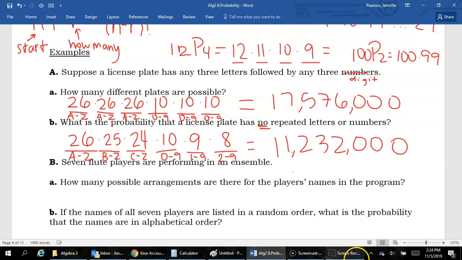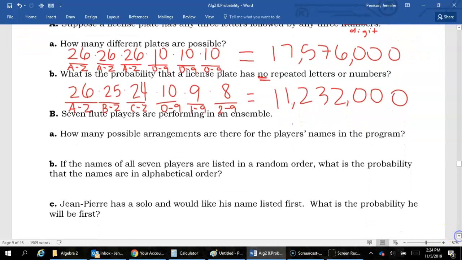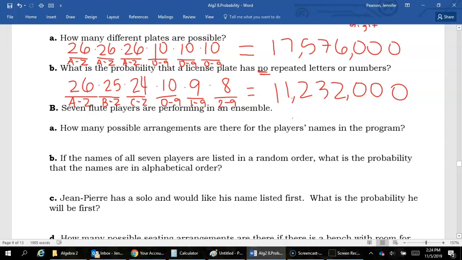Example B, 7 flute players are performing in an ensemble. How many possible arrangements are there for the players' names in the program? So I have 7 people. I want to place all 7 of those people in the program. That is the same as 7 factorial. So that would be 7 times 6 times 5 times 4, 3, 2, 1. I'm starting with 7 and I'm placing all 7. That's why I count on all the way to 1.